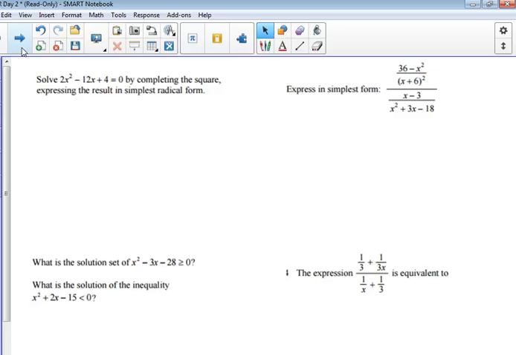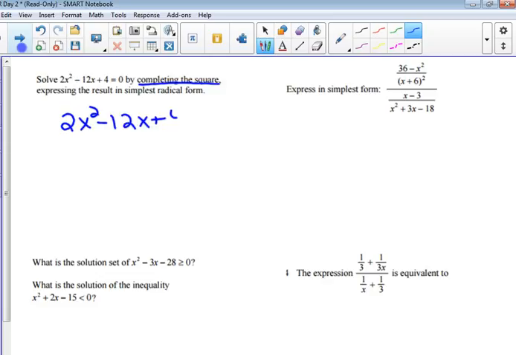All right. So with completing the square, when you write everything out, what does your leading coefficient have to be? This is the hardest way they'd ever ask you. 1. Good. So what would you have to divide this by to get 1? By 2. So the first thing you want to do is divide everything by 2.